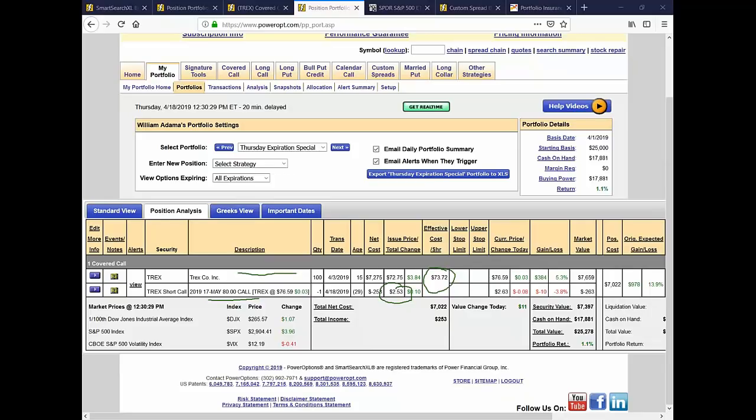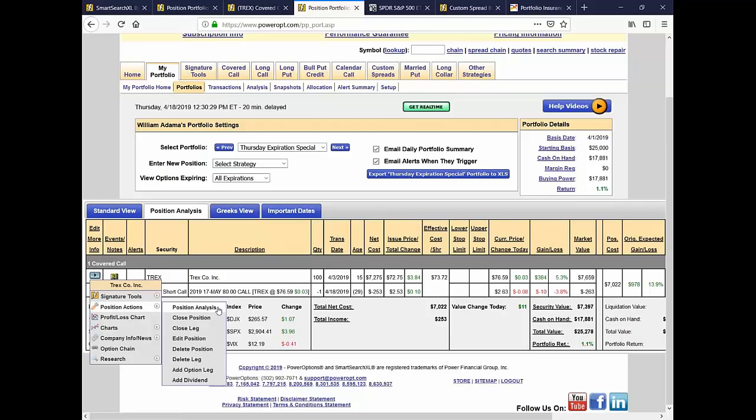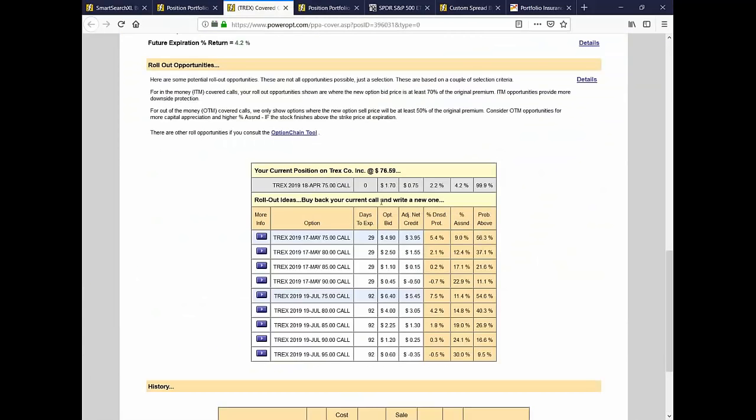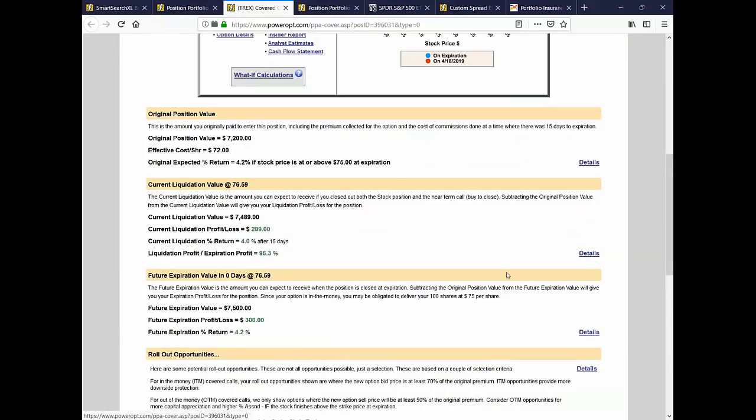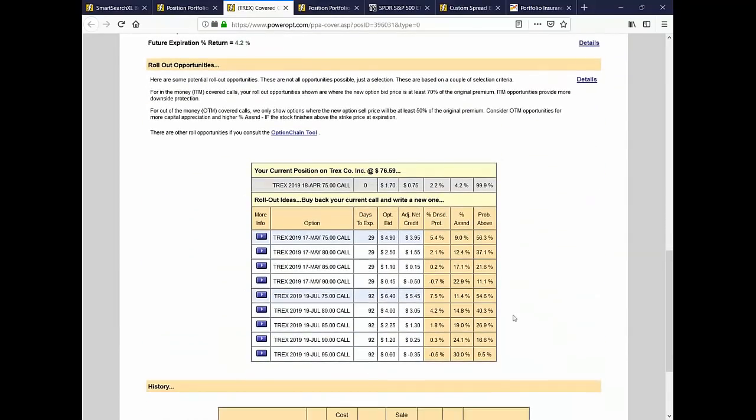As you're tracking any position in the portfolio, use that More Information button, go to Position Actions, and then Position Analysis. You see the full breakdown of your position, and you can see even more details over here. And then, of course, you'll see your rollout opportunities down below.